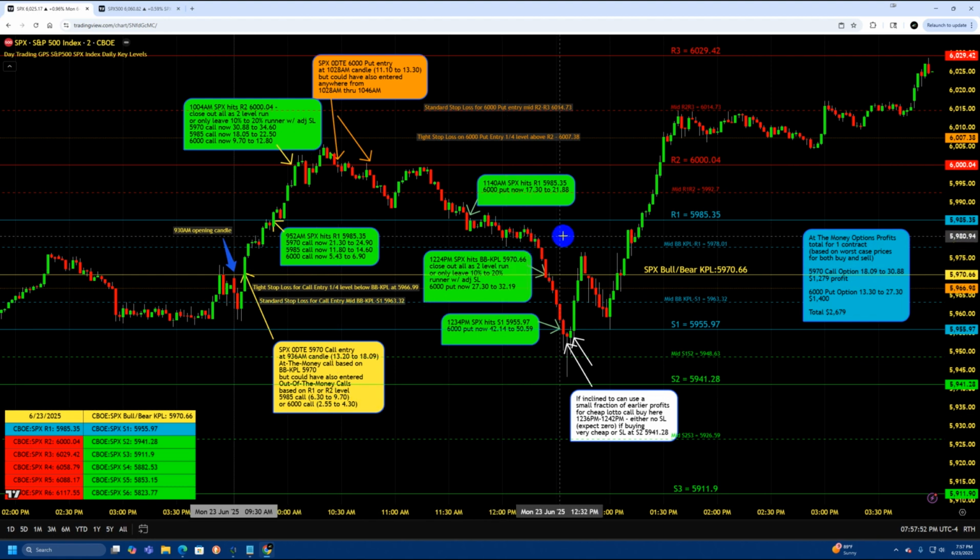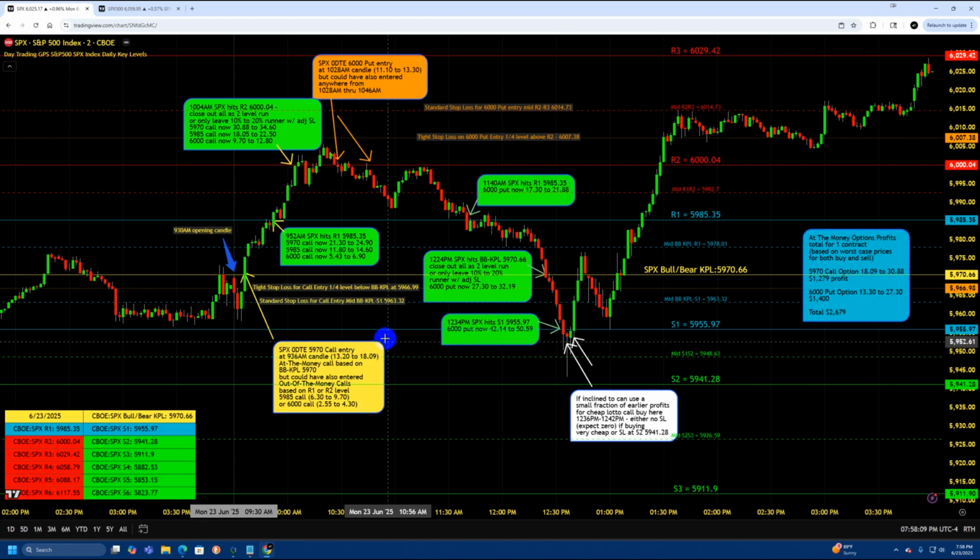Or you could do a 6,000 call based on the R2 level, and the price within this candle was $255 to $430, so that's $255 to $430 for one contract.